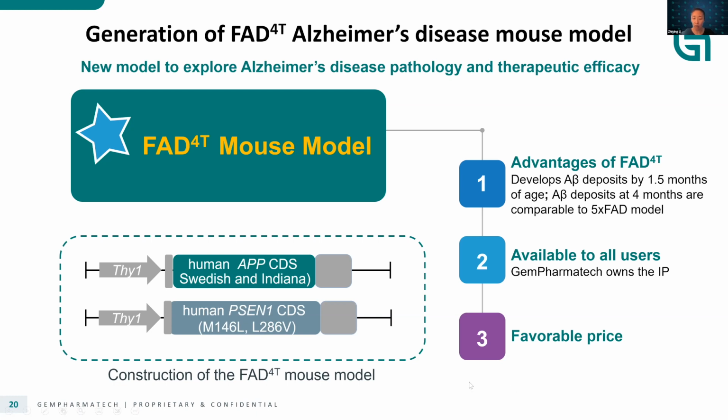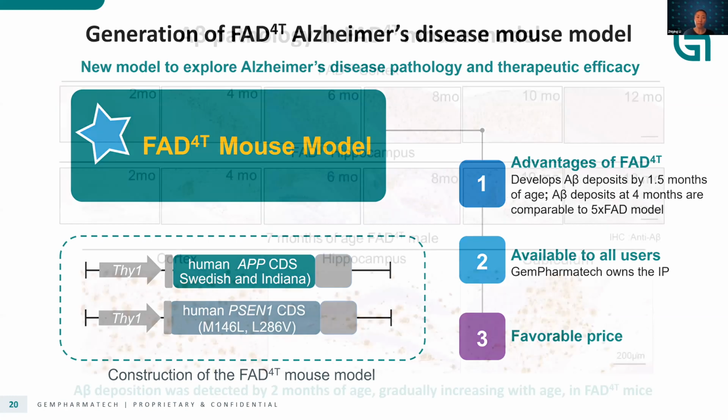So one of the highlights of our model is that we generated this model independently. So we own this model. We want to have this strain available to all users, so there's no constraint for anybody to use it.